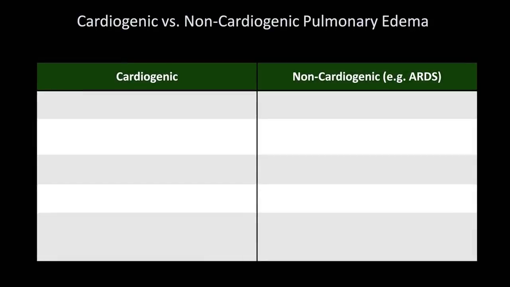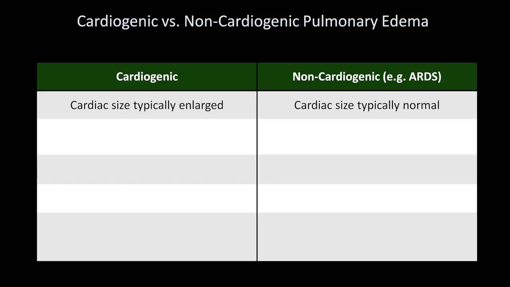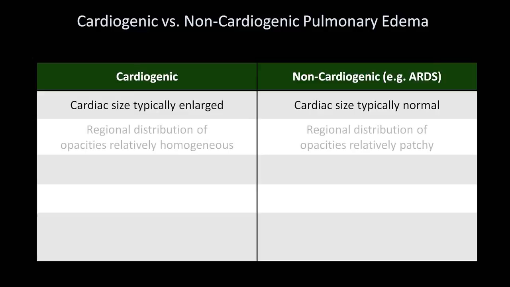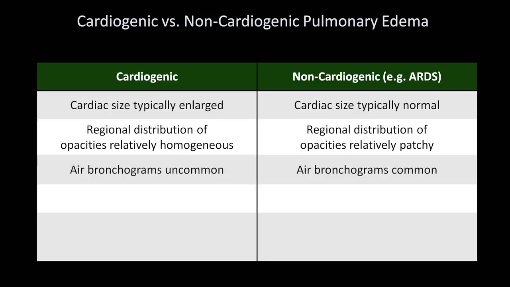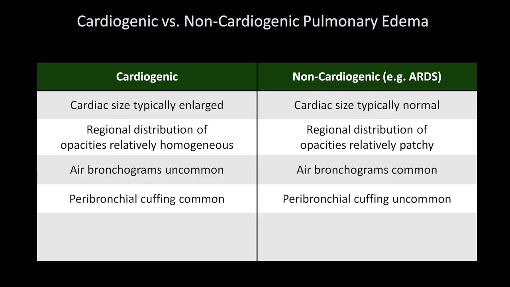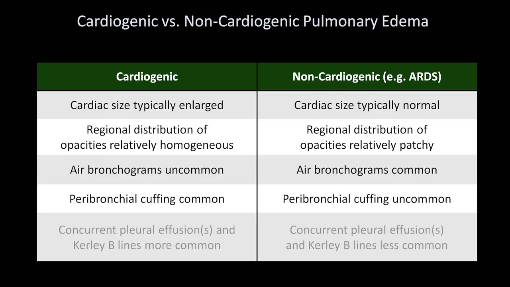So how do these radiographic features help distinguish cardiogenic from non-cardiogenic pulmonary edema? In cardiogenic edema, the cardiac size is typically enlarged, while in non-cardiogenic edema, it is typically normal. In cardiogenic edema, the regional distribution of opacities is relatively homogeneous, while it is relatively patchy in non-cardiogenic edema. Air bronchograms are common only in non-cardiogenic edema, while peribronchial cuffing is common only in cardiogenic edema. And concurrent pleural effusions and curly B lines are more common in cardiogenic.